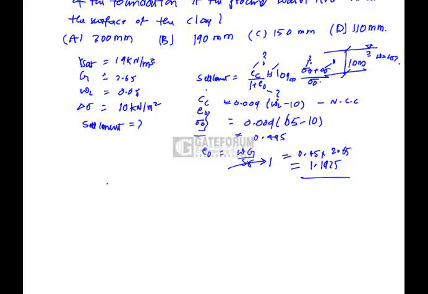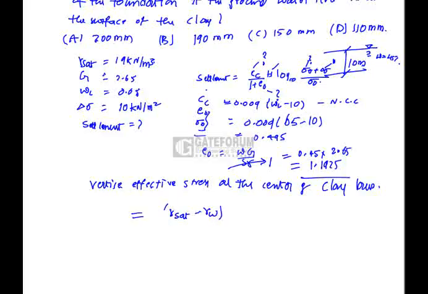So sigma naught, the vertical effective stress at the center of the clay layer, is equal to gamma saturated minus gamma w, into H by 2. That is gamma saturated 19 minus, we can take it as 9 or 9.81, into 10 by 2, that is equal to 45.95 kilonewton per square meter.